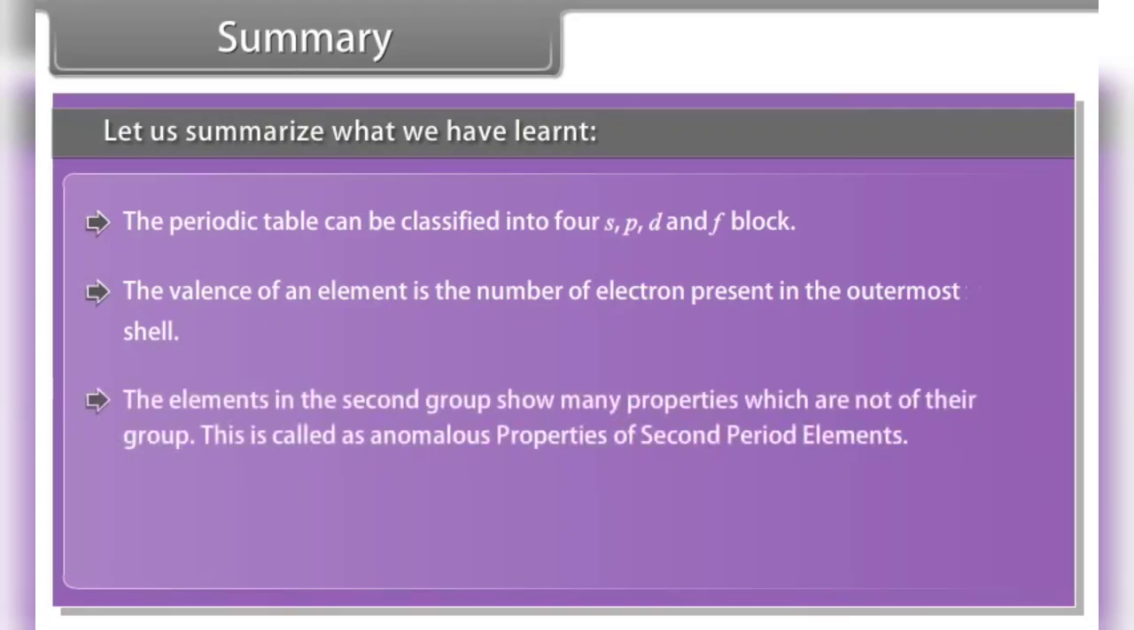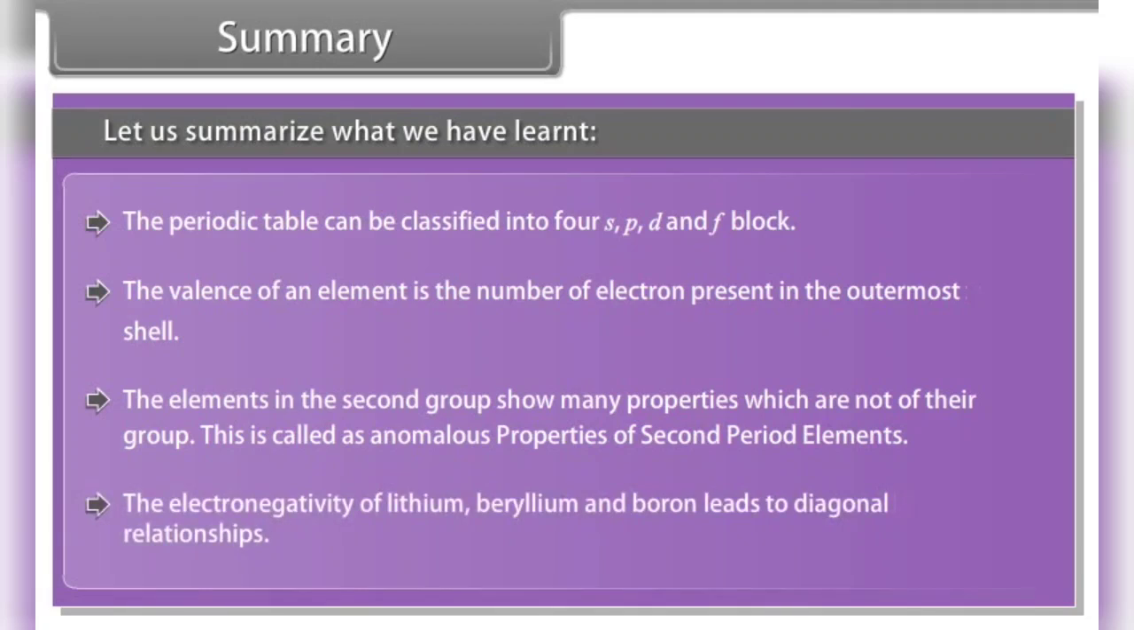The elements in the second period show many properties which are not shared by their group. This is called anomalous properties of second period elements. The electronegativity of lithium, beryllium and boron leads to diagonal relationships.